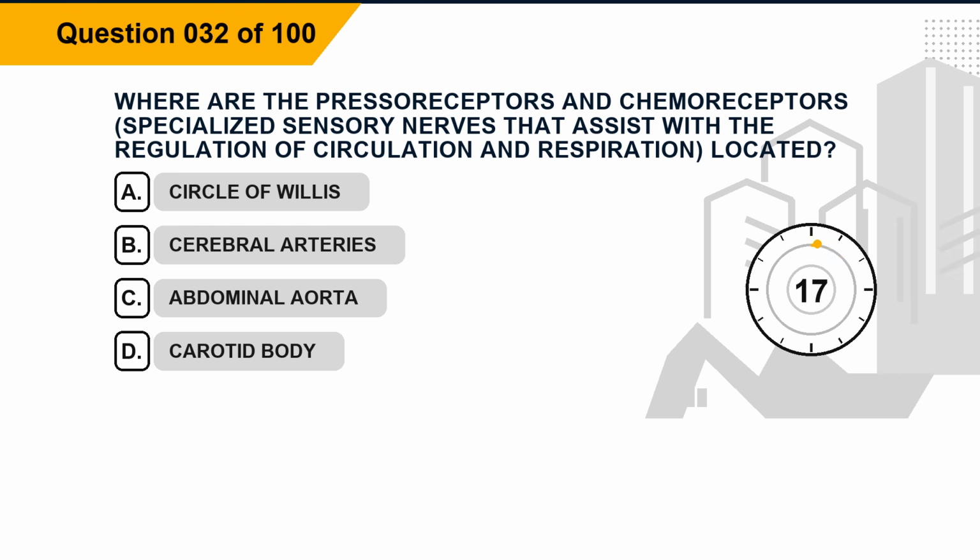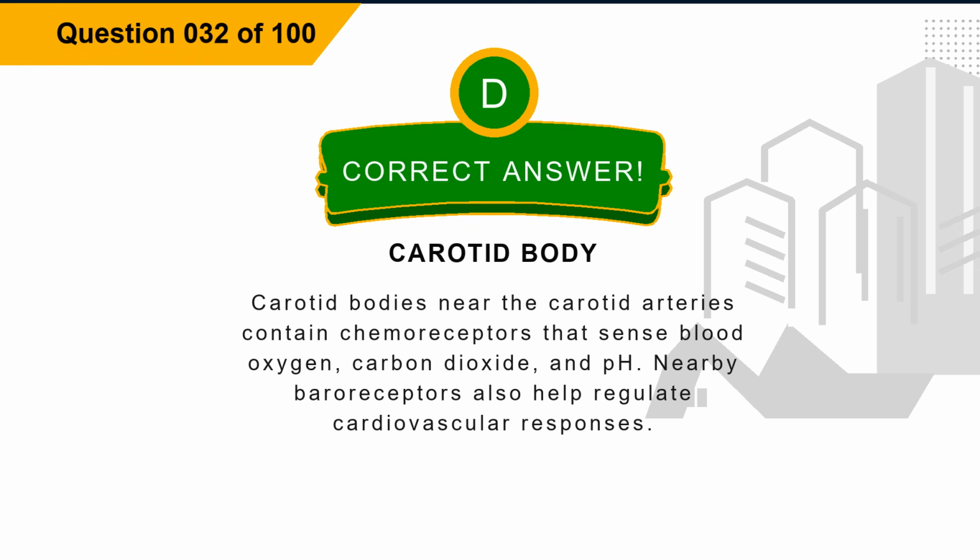Question 32. Where are the pressoreceptors and chemoreceptors, specialized sensory nerves that assist with the regulation of circulation and respiration, located? Option A, circle of Willis. Option B, cerebral arteries. Option C, abdominal aorta. Option D, carotid body. The correct answer is option D, carotid body.